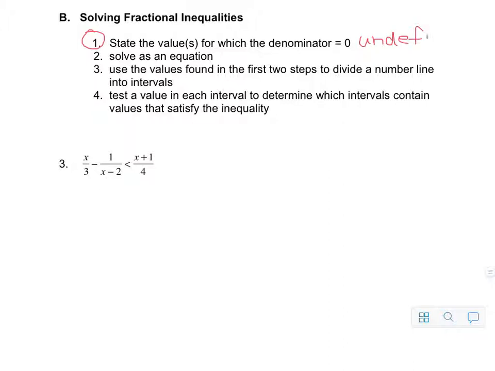The reason is that you can't have that in an answer. If it's an inequality and that's in the answer, it's going to screw everything up, because if the denominator is set equal to 0, you don't have a fraction anymore. It can't be solved. So you need to do that first, and then you solve as an equation, pretending the inequality symbol's not there. You use all the values you found in the first two steps to divide the number line into intervals, and then you test a number in each interval to see where your answers lie. With that being said, let's go ahead and do this.